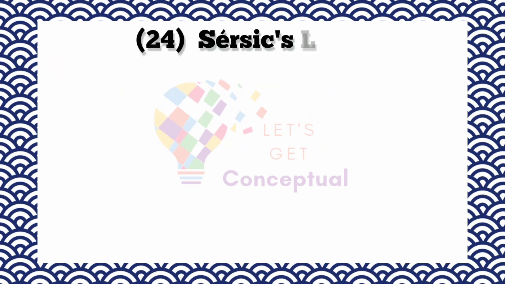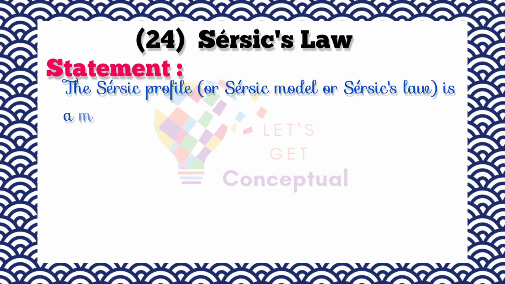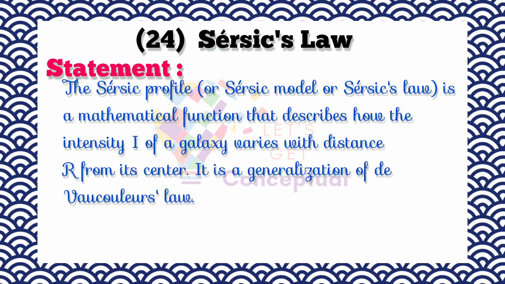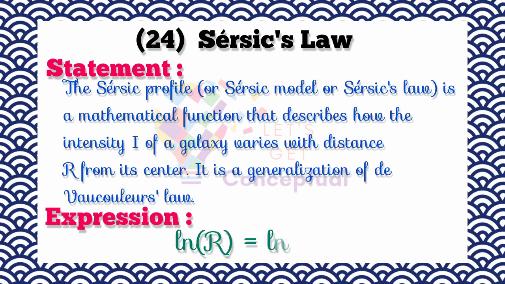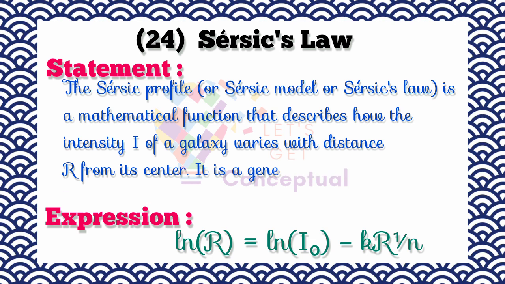Number 24. Sersic's law. Statement. The law is a mathematical function that describes how the intensity of a galaxy varies with distance r from its center. It is a generalization of de Vaucouleurs' law. Expression: log natural I equals log natural I naught minus k r raised to power 1 by n.